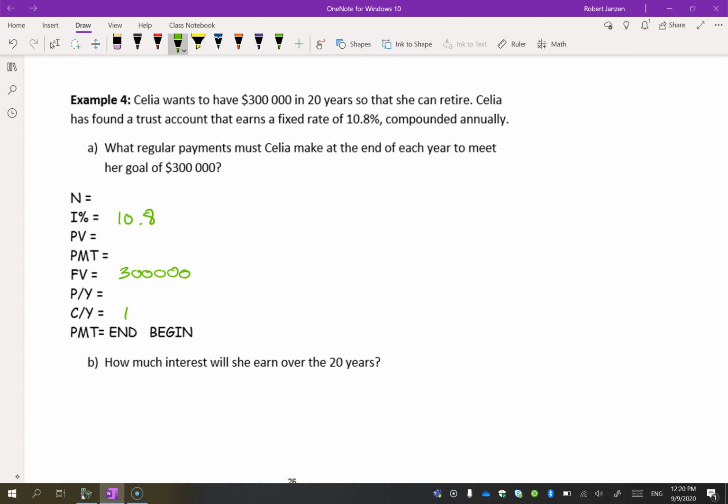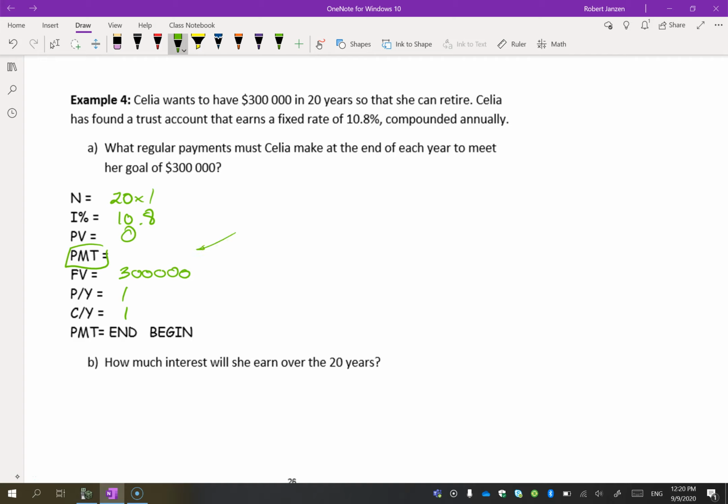What do we know? She wants to do this in 20 years, and she wants to make regular payments at the end of every year, so only once a year. Okay, and starting off with nothing. So the question is, what is my payment?